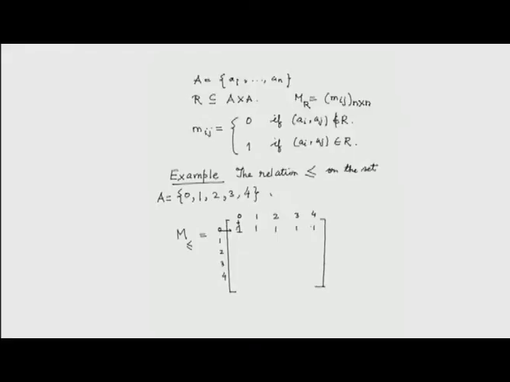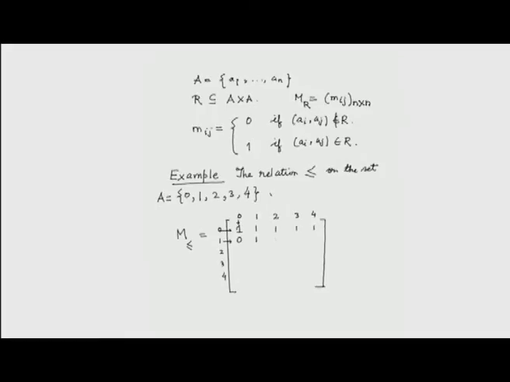Then we move to the second row and we start checking. We ask the question whether 1 is less than or equal to 0, which is not true. Therefore, we write 0 over here and then we ask whether 1 is less than or equal to 1, and of course, we know that 1 is less than or equal to 1. Therefore, we get 1 over here, 1 is less than or equal to 2. So, we get 1 over here, and similarly this.